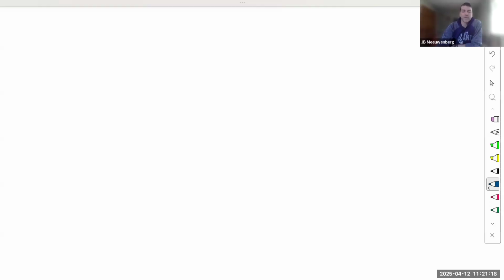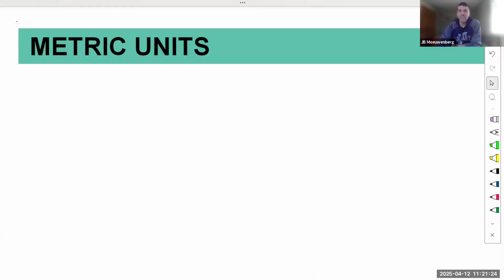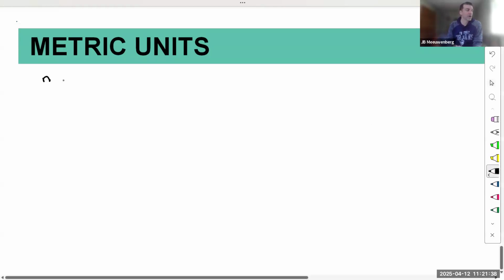Over time, scientists discovered that they needed a better system of measurements. And so the French in the late 1700s developed the metric system. The first thing that you might think of when you think of the metric system is the meter. It's one of the more common metric units. And so where did it come from?